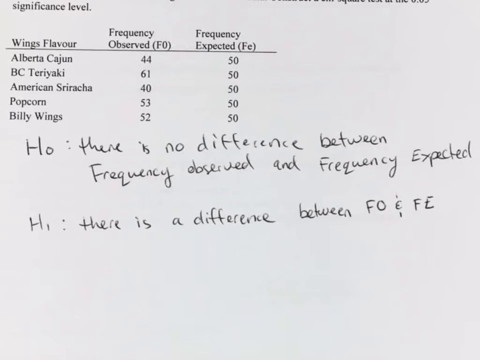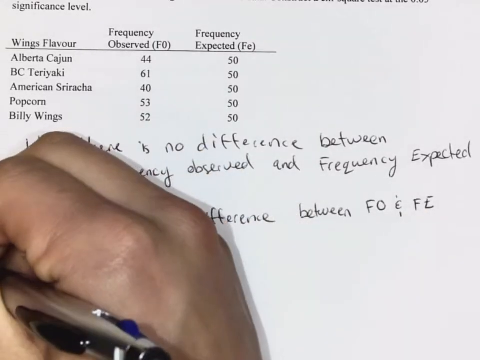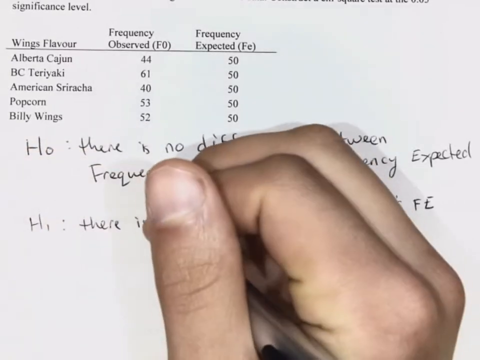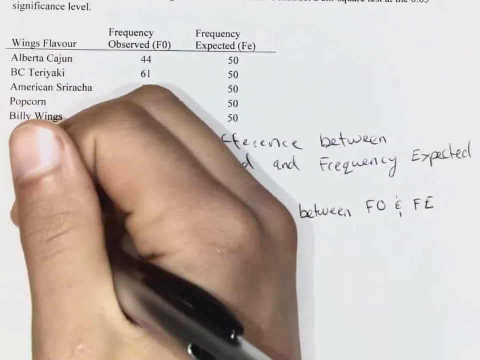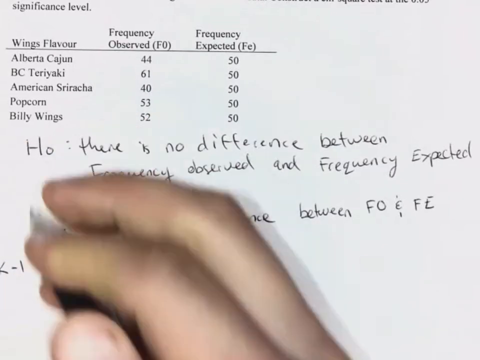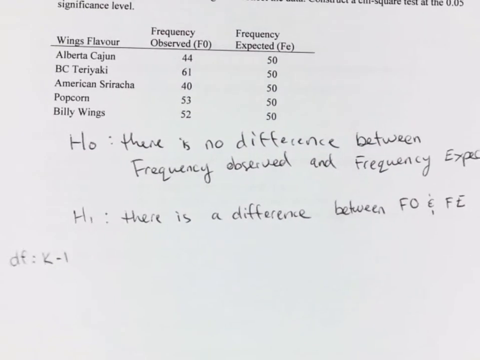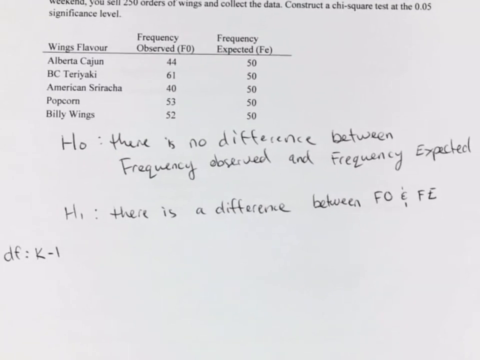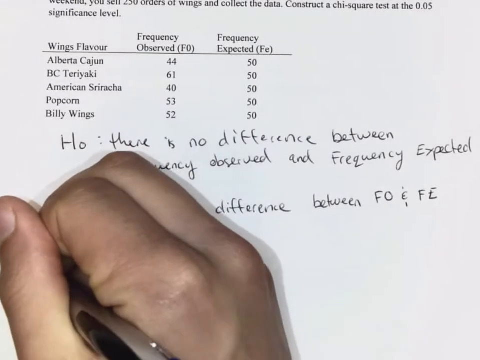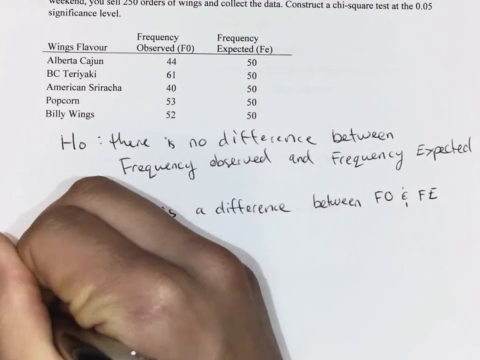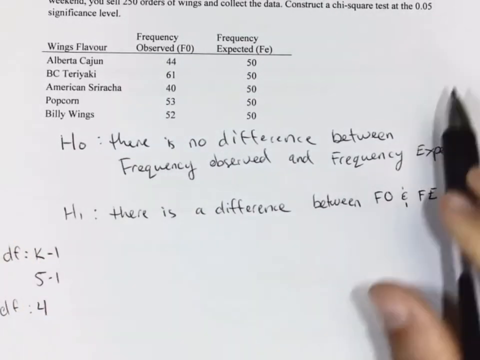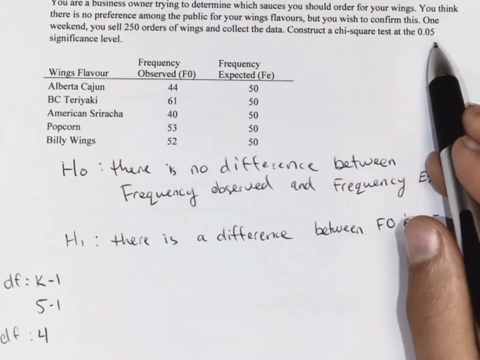So first thing we're going to do is determine our critical value of when we would reject the null hypothesis. So in this scenario, our degrees of freedom is equal to k minus 1, k being the number of categories. The number of categories is 5. We have 5 different wings flavors. So our degree of freedom is 4. We've also set our significance level to 5%.